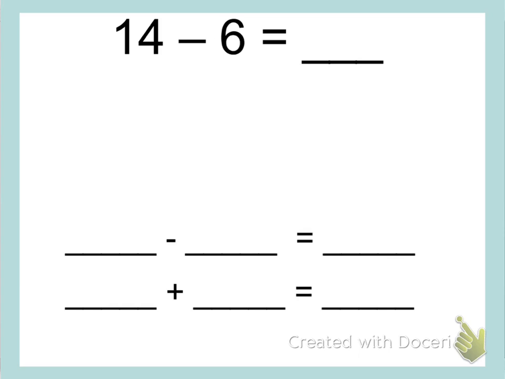So we know that we are going to first do the ten way, the whole. We know that 14 is 10 and 4. So we're going to take 6 from 10. So if we take 6 from 10, we know there's 4 left, because 4 and 6, 6 and 4, making 10 fly out the door. We know that 4 and 6 are 10 buddies. So if we take 6 from 10, we know 4 will be left.